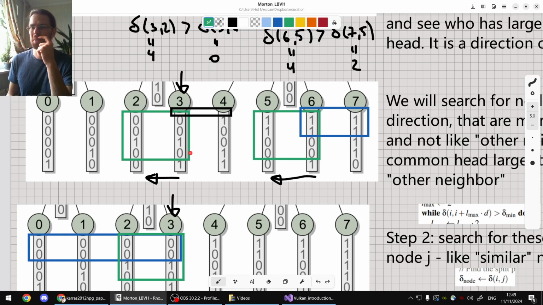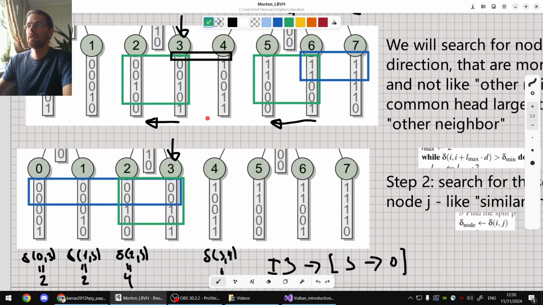So, I don't know if I should repeat it, but basically in this practical example, we were working on node 3. The node to the right, node 4, shares a common head of length 0, and we say, okay, we will traverse to the left and pick every node which has a better match than length 0. So it kind of includes the comparison to the other cluster, in a sense. And that's what is done.